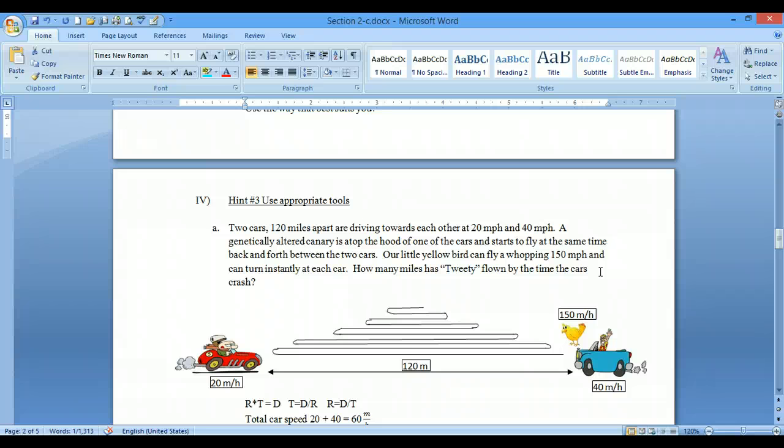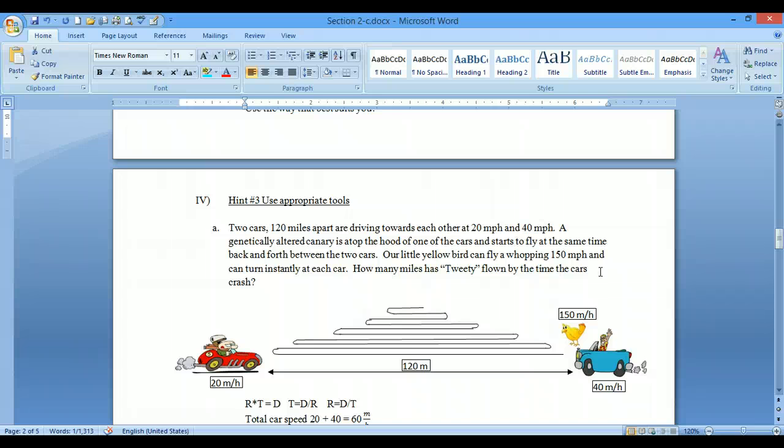If I have 2 cars that are 120 miles apart and are driving towards each other, one at 20 miles an hour and the other at 40 miles an hour, a genetically altered canary is atop the hood of one of the cars and starts to fly at the same time back and forth between the 2 cars. The little yellow bird can fly a whopping 150 miles per hour and can turn instantly at each car. How many miles has little Tweety flown by the time the 2 cars crash?